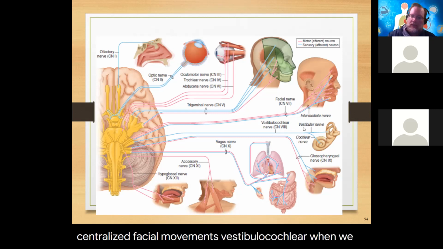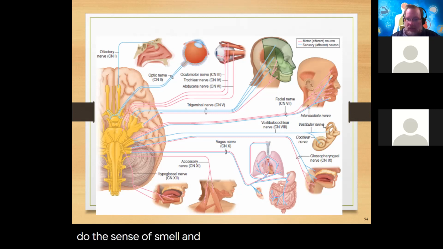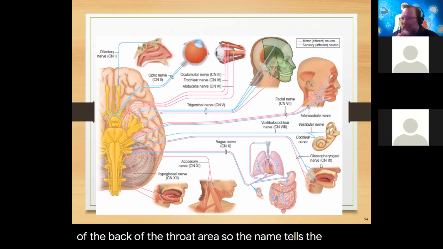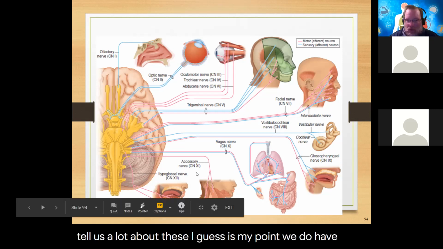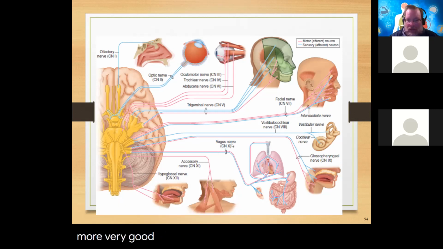Vestibulocochlear, when we do the sense of smell and sense of balance next week, we'll talk about that one again. Glosso has the word for tongue in it. Pharyngeal has the word for pharynx in it, which is kind of the back of the throat area. So the names tell us a lot about these, I guess is my point. We do have two more very good vibrations around the heart.